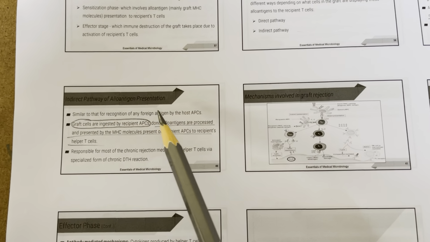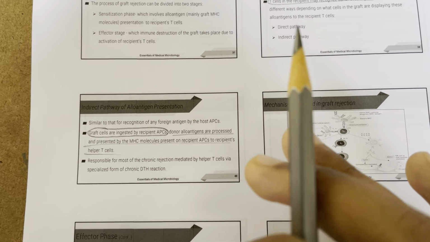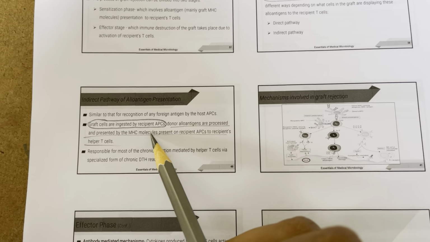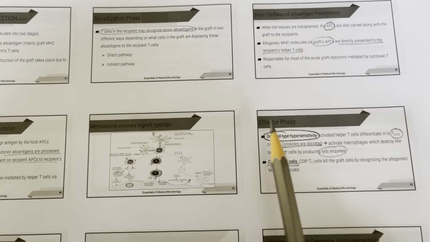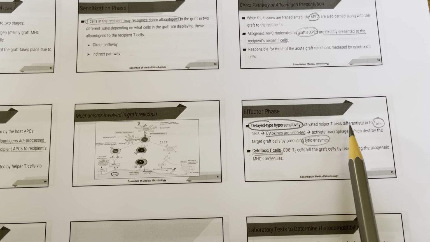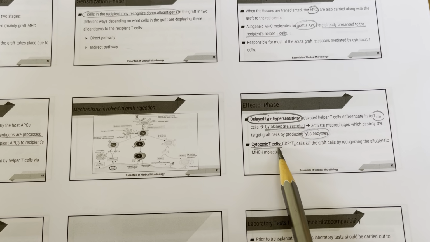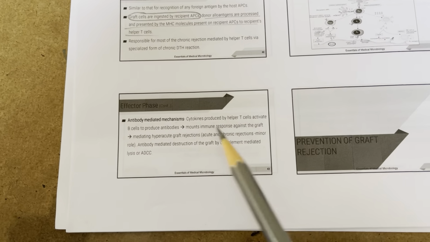And again, the indirect pathway is when the recipient's MHC antigen presenting cells take them up and then present it to the helper T cells. Next, the effector phase, there is delayed type hypersensitivity. So cytokines are secreted, they produce lytic enzymes and kill the cells, and also cytotoxic T cells directly recognize MHC1 molecules and kill the cells.